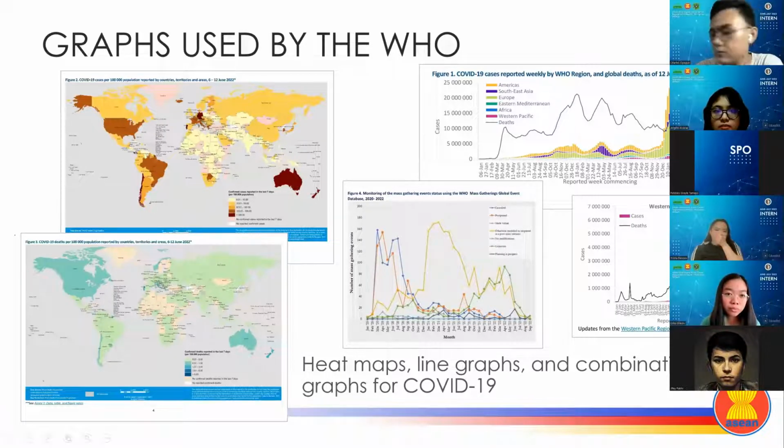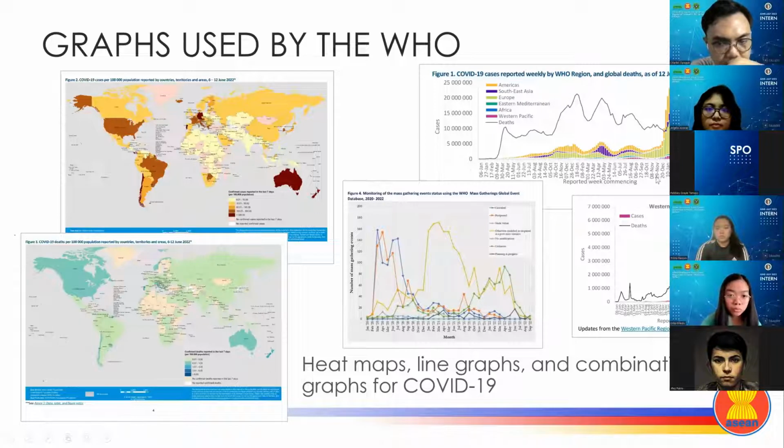Ano to? Bar graph with line graph. And then yung isa, yung sa taas, stock bar graph with line graph. So both naman ito ay cases, number of cases and number of deaths. So makikita niyo yung sa ilalim, yung timeline, both naman. So it's from January to June, I think it's 2021 to June 2022.